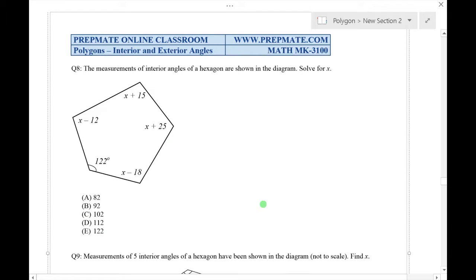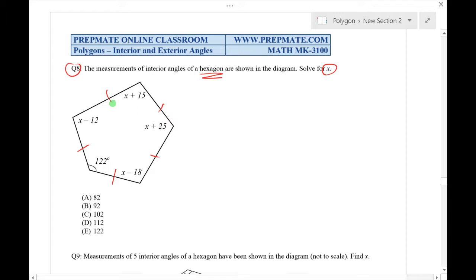Now, these are some of the questions that show up in a lot of tests. Question number 8. The measurements of the interior angles of a pentagon are shown in the diagram. Solve for x this time. Now remember, we are not trying to figure out the measurement of an angle. We are trying to find the value of this variable called x. So this is a 5-sided shape: 1, 2, 3, 4, 5.